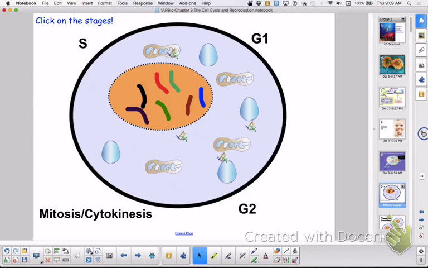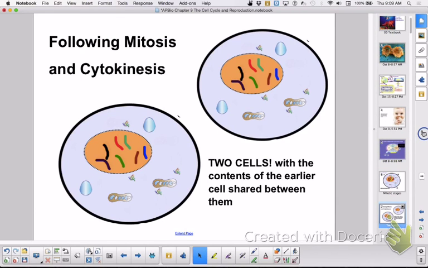S. What happens during the S stage? DNA replicates. What does the S stand for? Synthesis. So let's see if that happens. Okay, so we double up on the chromosomes. Then what comes next? G2. What happens during G2? Okay, so now we made more proteins. Okay, what comes after G2? Mitosis and cytokinesis. Oh, look, it happened. Okay, so you get two cells.